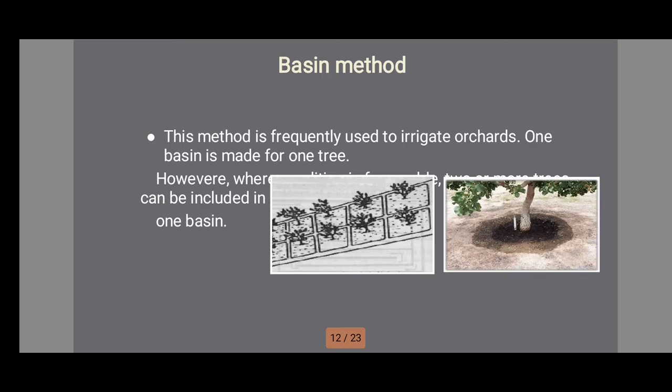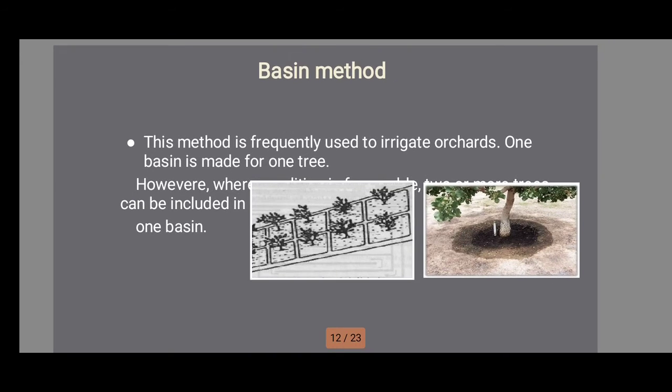Next is the basin method. This method is frequently used to irrigate orchards. One basin is made around the tree and irrigation is applied to that plant. We can see from this picture that a basin is formed around the tree and irrigation water is applied to that particular tree.